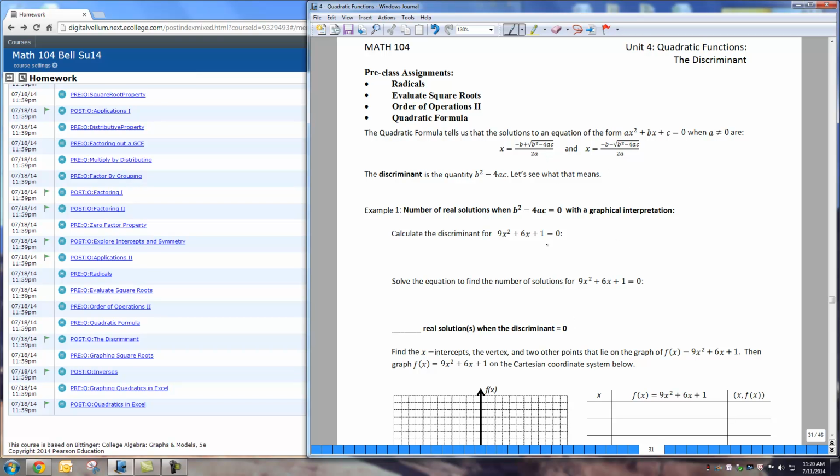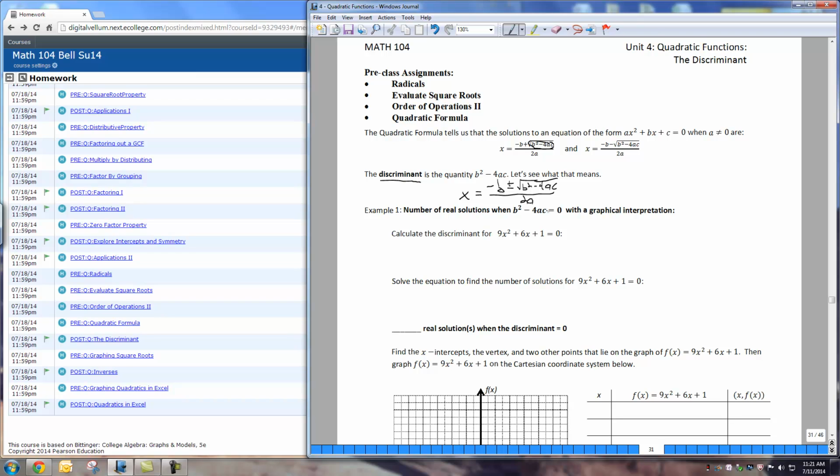And what these first few pages cover is what's called the discriminant. The discriminant is one particular section of the quadratic formula. It is the section b squared minus 4ac. So as I rewrite the quadratic formula, x equals negative b plus or minus the square root of b squared minus 4ac, all divided by 2a. Now notice there's 3 situations for the discriminant.